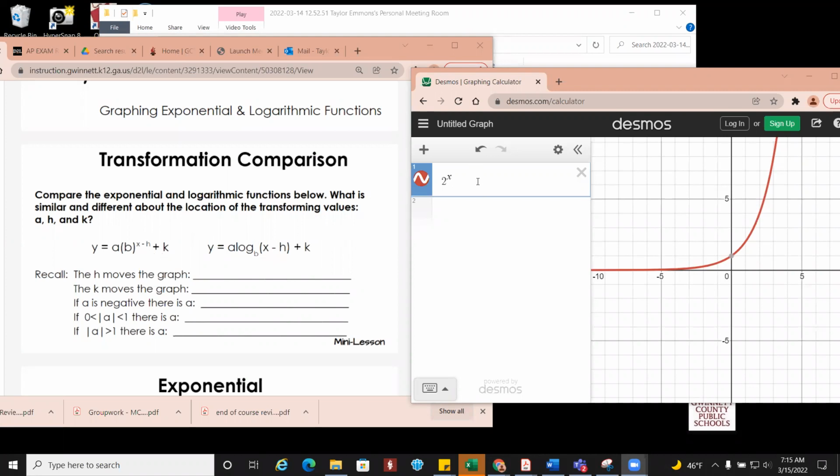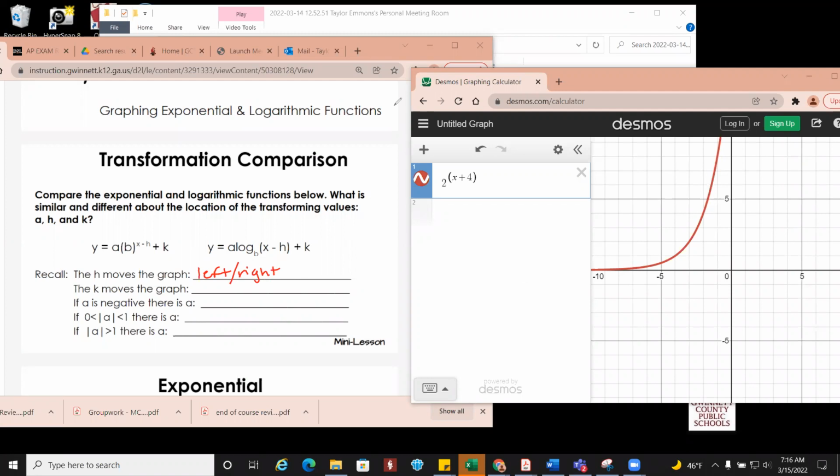Okay, so when we go into an exponential, so let's take like 2 to the x, for example, and we put up here x plus 4. Where did that move it? Where did that move that original function? To the left, right? Okay, so H is going to deal with our left and right. Now let's look at a log.